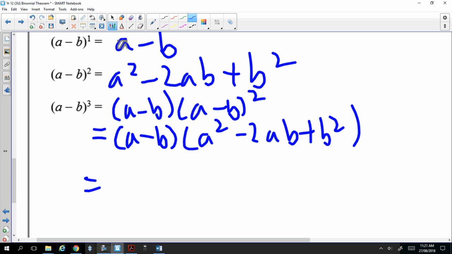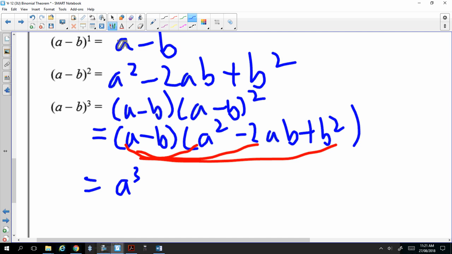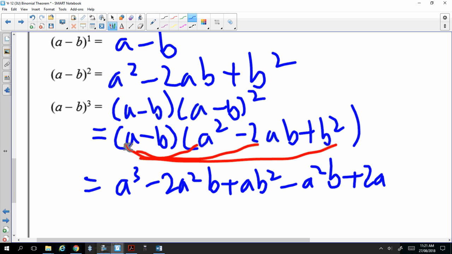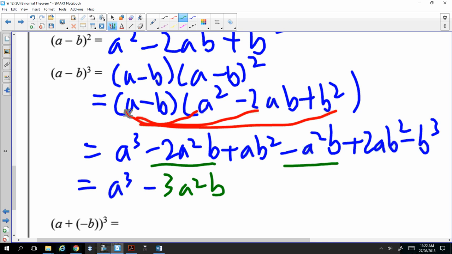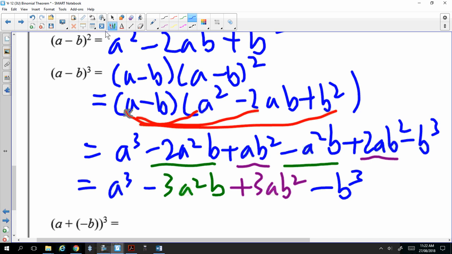So you get a cubed minus 2a squared b plus ab squared minus a squared b plus 2ab squared minus b cubed. Right? Collect like terms, you get this. These two are like terms, so negative 3a squared b. These two are like terms. And then lastly, this is like that. So you notice that it still works, the Pascal's triangle. You get the same numbers as before.